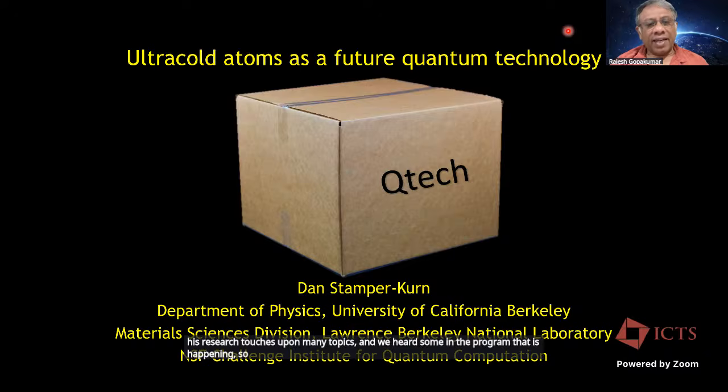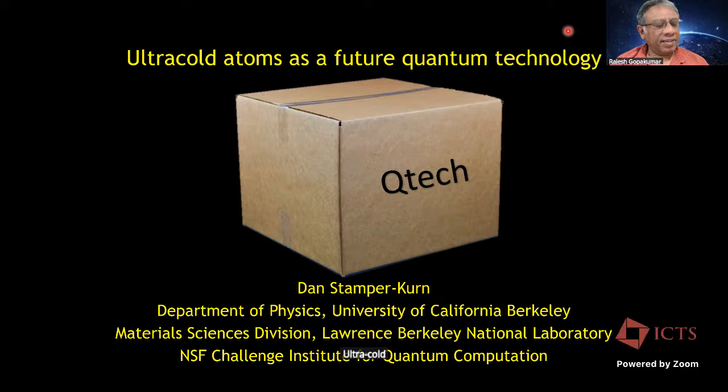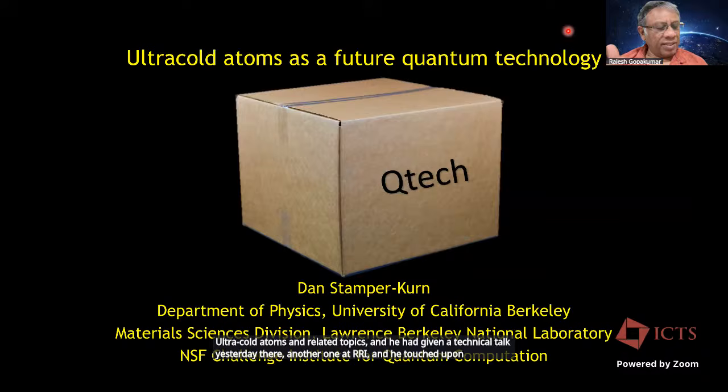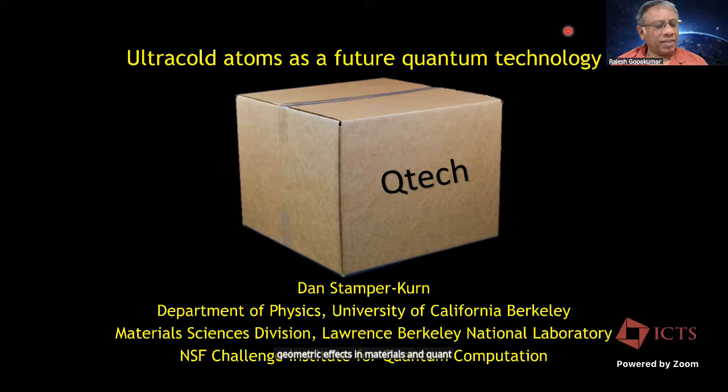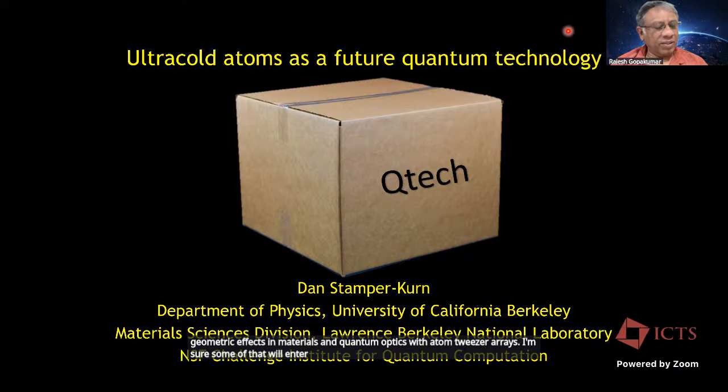So Dan is visiting ICTS as part of our program on ultra cold atoms and related topics, and he gave a technical talk yesterday here, another one at RRI, and he's touched upon many topics in his research that includes magnetic order in spinor Bose-Einstein condensates, cavity optomechanics, quantum limited and mid-circuit measurement, geometric effects in materials, and quantum optics with atom tweezer arrays. I'm sure some of that will enter in the talk today.